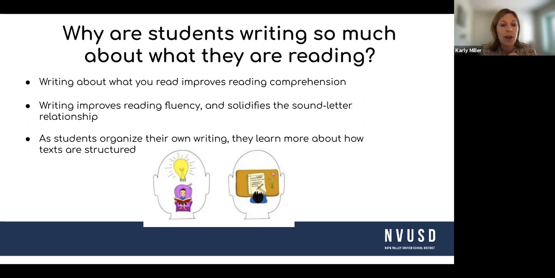Students also are able to organize their own writing. Like I said, they have an anchor for what that looks like. Now you go show me how you organize an informational text. How are you going to share information with me in a clear, concise way?